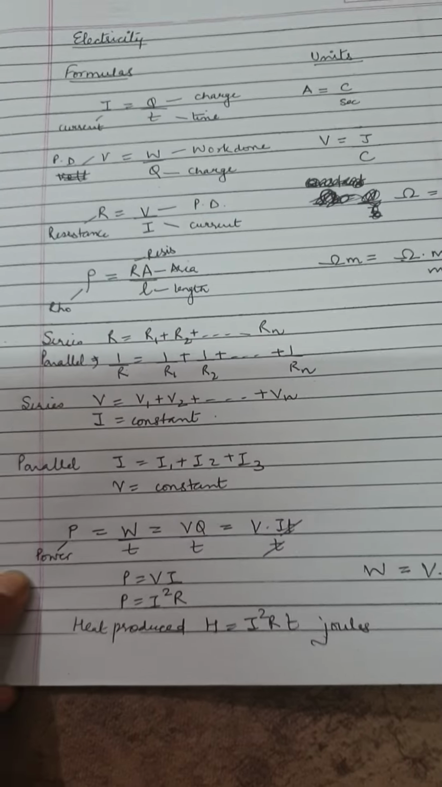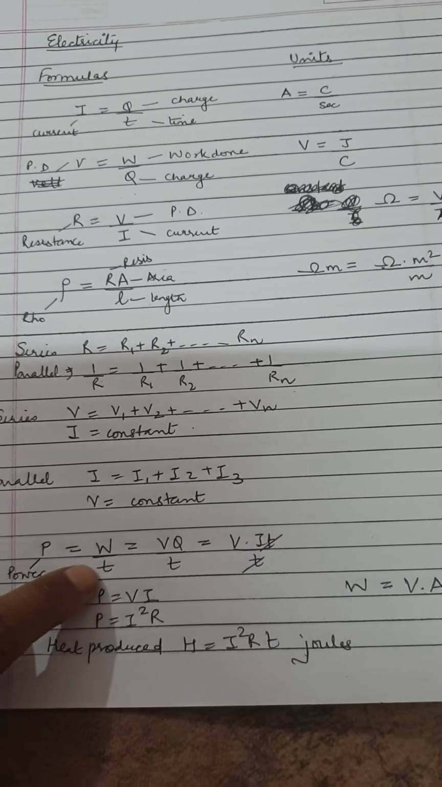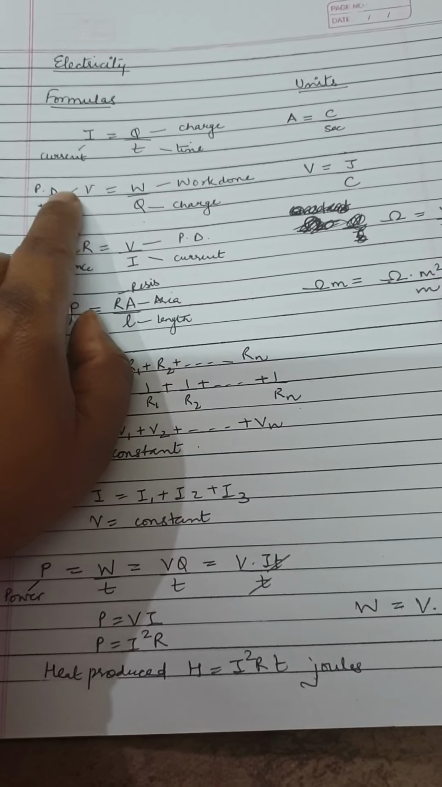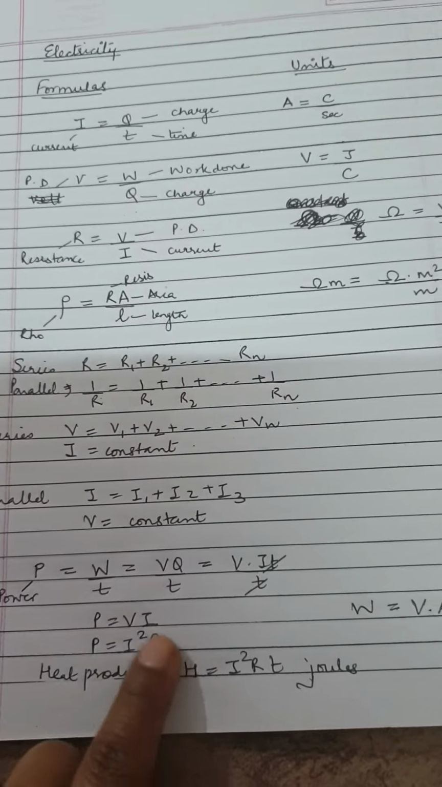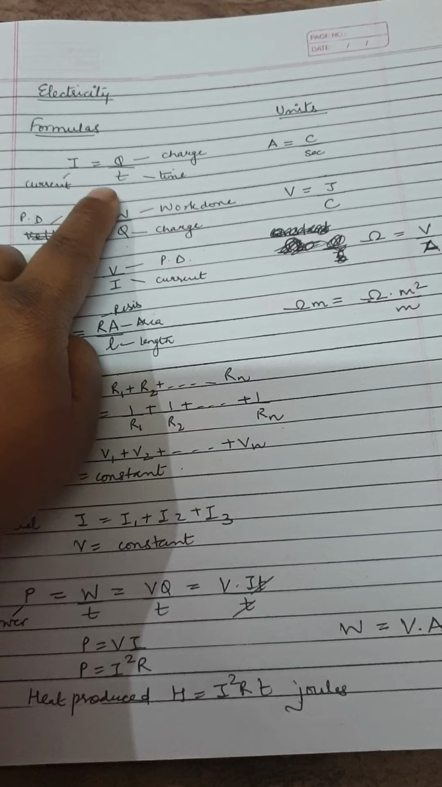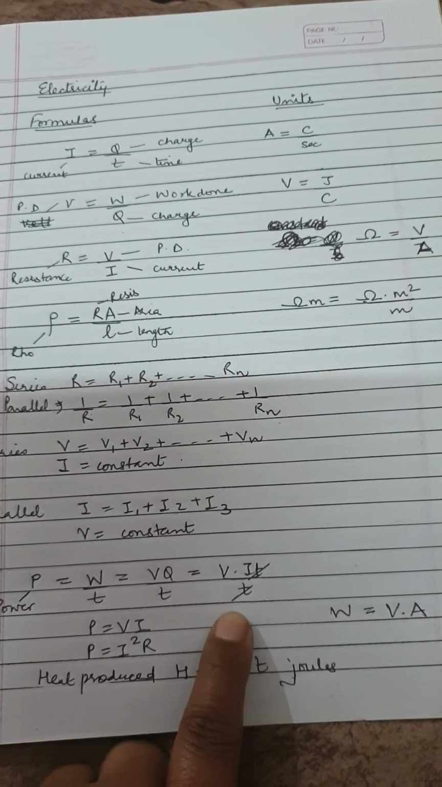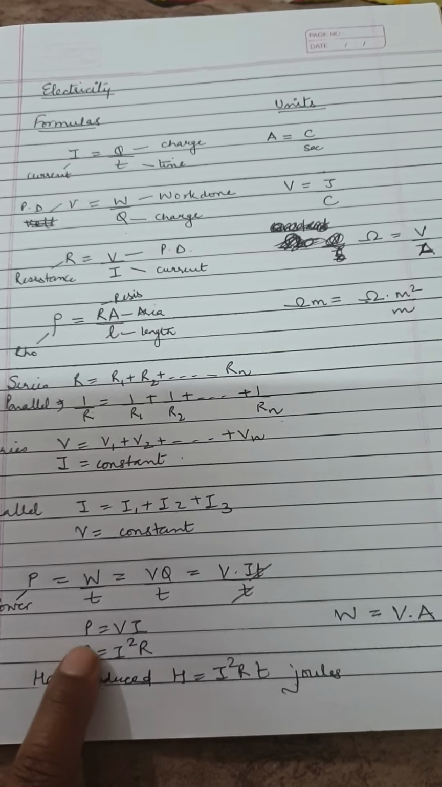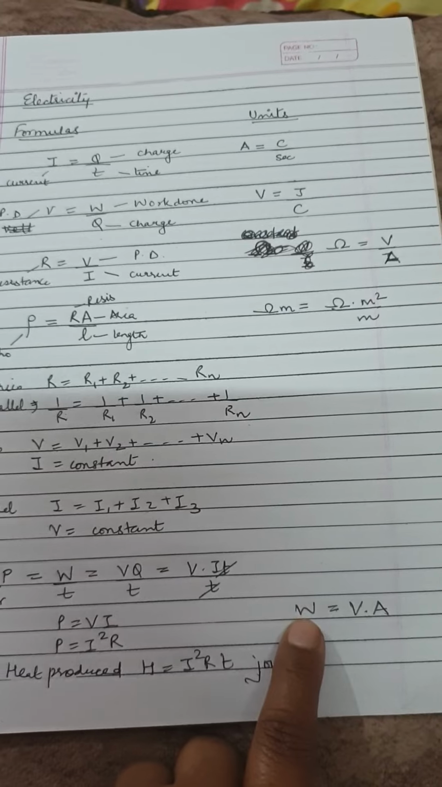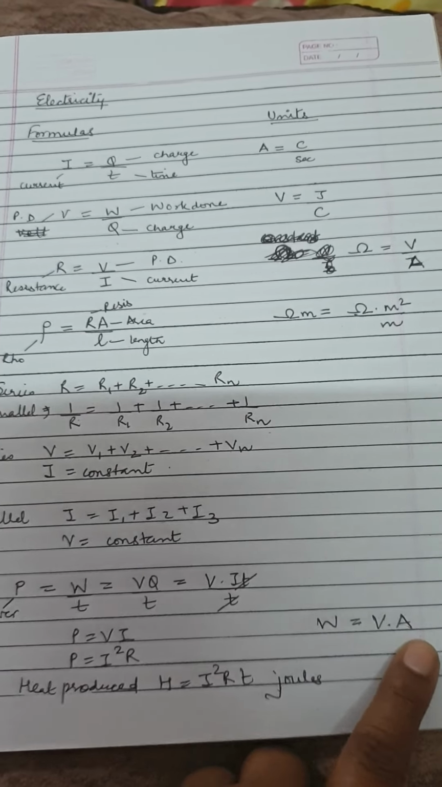And we have another two formulas where power is equal to work done upon time. From here, work done is equal to QV, substituting here, and Q we can obtain from the first formula, Q is equal to IT. We'll substitute back here. So we can obtain another formula, power is equal to VI, where the unit is watts. Watts is equal to volt into ampere.